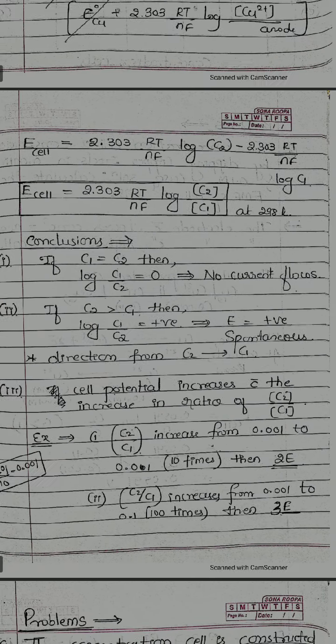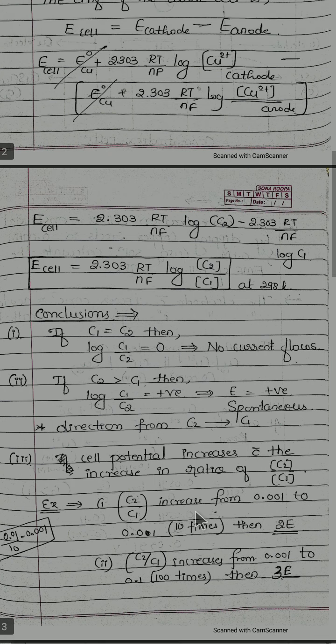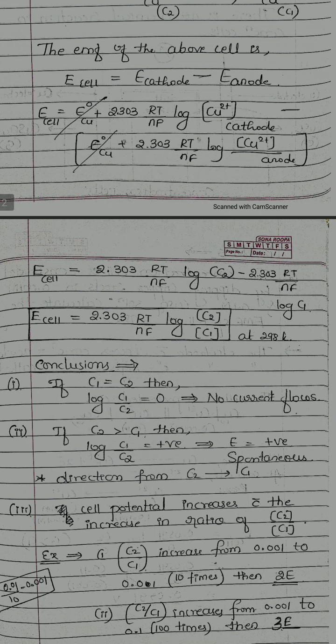Okay, so these are some conclusions arrived at from this concentration cell. When C1 equals C2, then no current flows. If C2 is greater, then the reaction is spontaneous. If the concentration changes 10 times, then you will have a two-fold increase in EMF. If it is a 100 times increase, then a threefold increment in the EMF. So these are some conclusions.